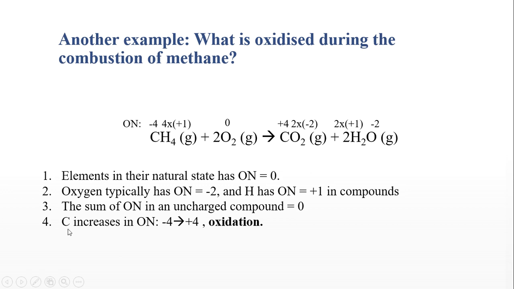Let's look here. Carbon goes from a -4 in oxidation number to a +4. That's an increase in oxidation number. Therefore, this will be what's oxidized. So the carbon in this reaction is oxidized. The oxygen goes from 0 to -2, every single oxygen atom. So this will correspond to a reduction, following our rules.